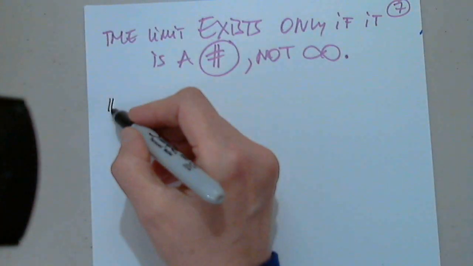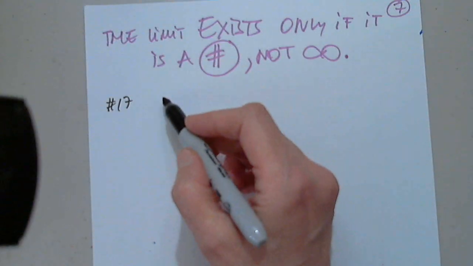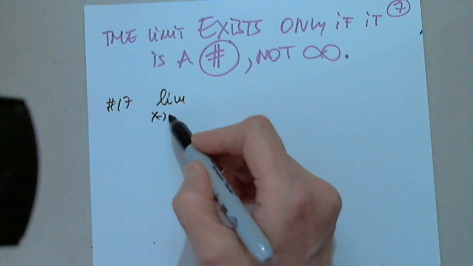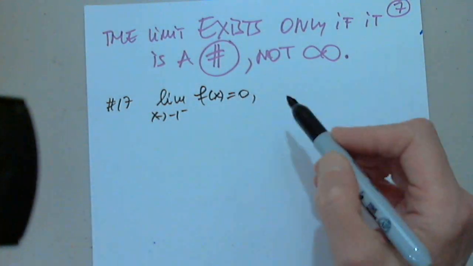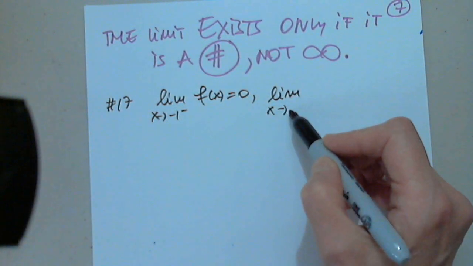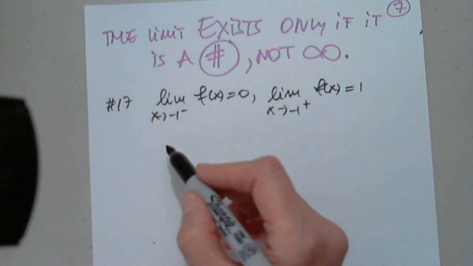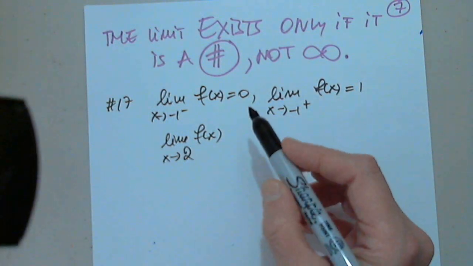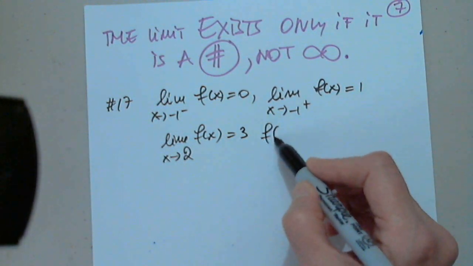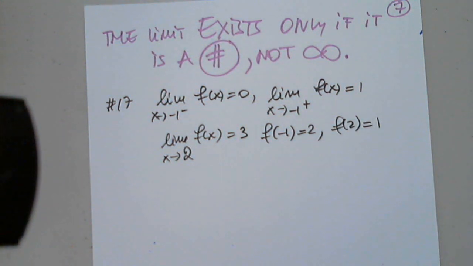Okay, let's look at 17. I'm going to copy the whole thing. So I have the limit as x approaches -1 from the left of f of x is 0. The limit as x approaches -1 from the right of f of x is 1. The limit of f of x as x approaches 2 is 3. f of -1 is 2, and f of 2 is 1.